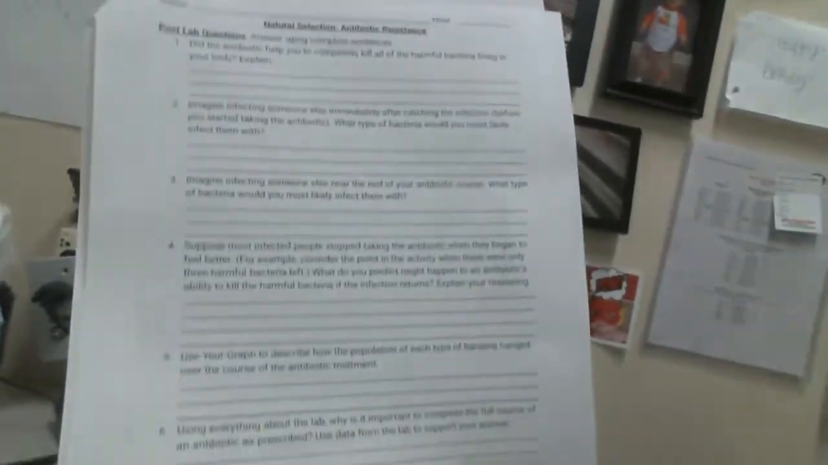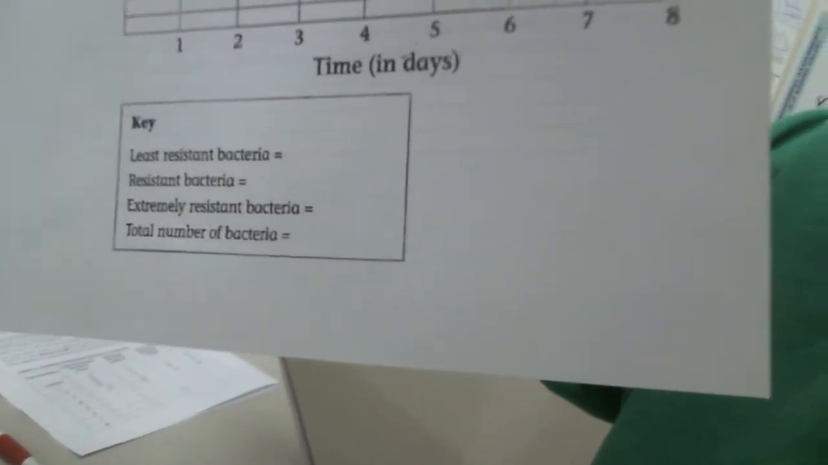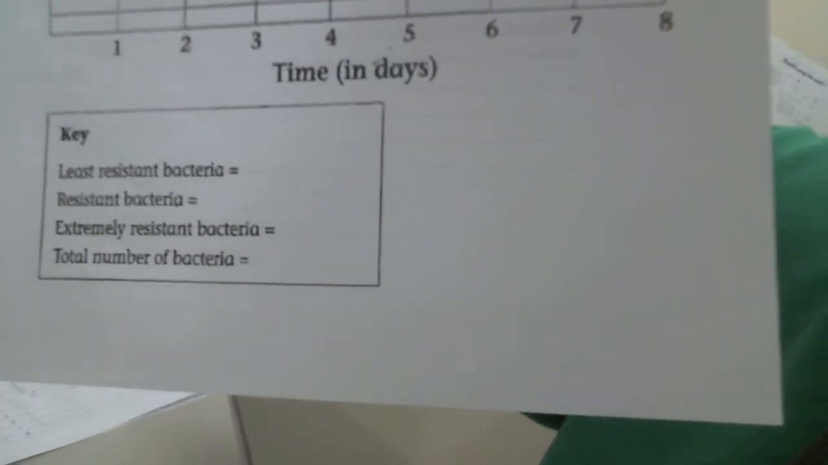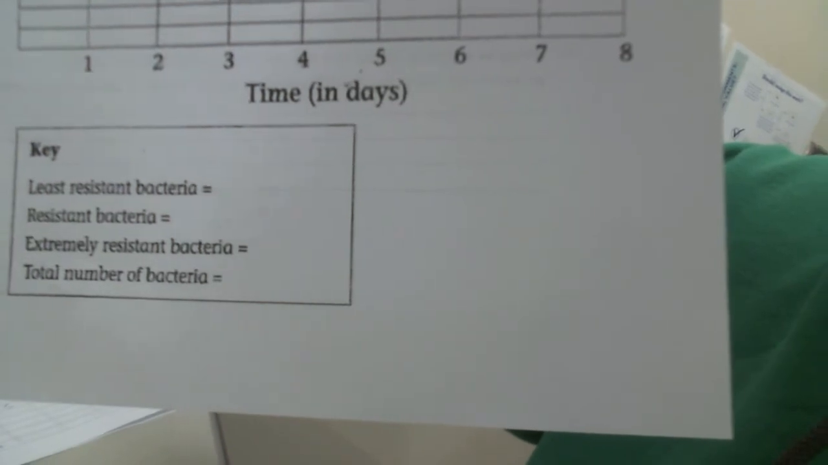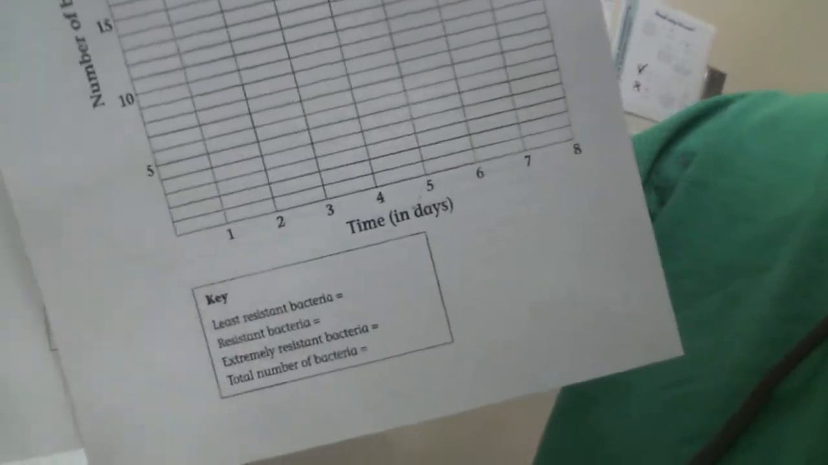When you get done with number 10, you're going to answer the questions that are in the worksheet here. There's some questions to answer. You're also going to create a graph of your data. So there's 4 things that you're going to graph. You're going to graph your number of least resistant over the days. You're going to graph the yellows over the days. You're going to graph the red bacteria over the days. And then you're going to give your total number. You're also going to graph that. This is a line graph, so make sure you do a line graph for it.